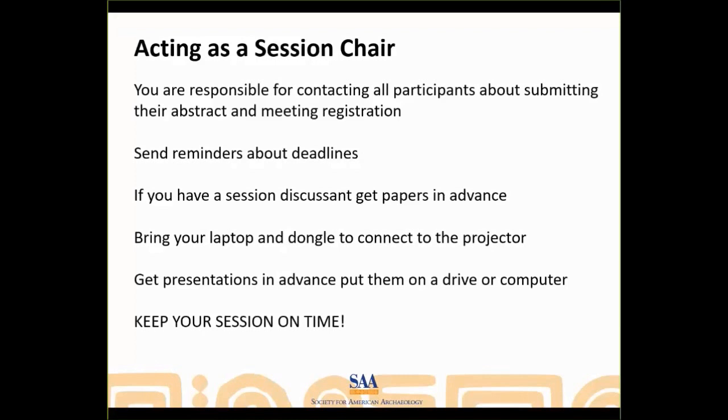Once you're at the conference, here are a couple of common mistakes that session chairs make, and ways to be a truly advanced session chair. Bring your laptop and make sure you have something to connect to the projector. So especially now with newer laptops, they tend not to have the port that the big old clunky projector things connect to, and so you need a dongle often. Something to make sure that your laptop is going to speak to the overhead projector for people's PowerPoints.